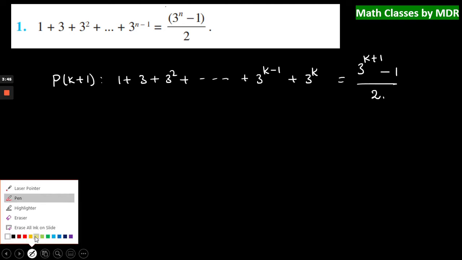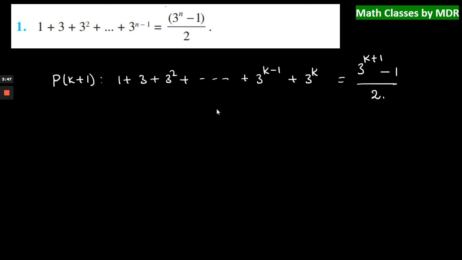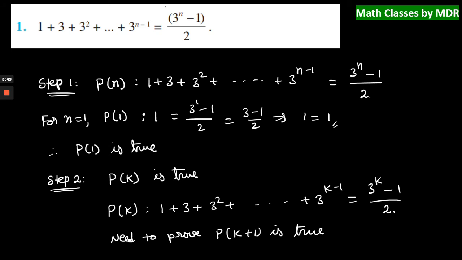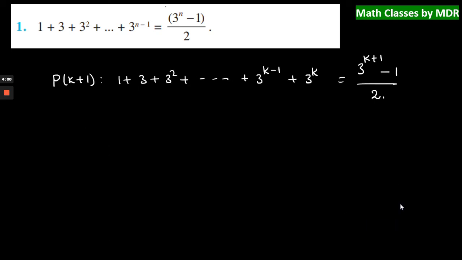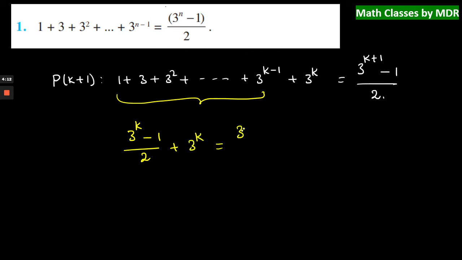Let us see that. So what to do? First step, before we start proving it, we will take this statement p of k is true, right? So we substitute this value here. Up to 3 power k minus 1, we have assumed that this is equal to 3 power k minus 1 by 2. So up to 3 power k minus 1, we will take it as 3 power k minus 1 by 2 plus 3 power k must be equal to 3 power k plus 1 minus 1 by 2. That is what you have to prove, right?